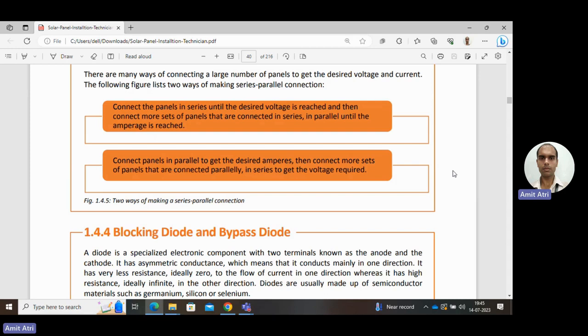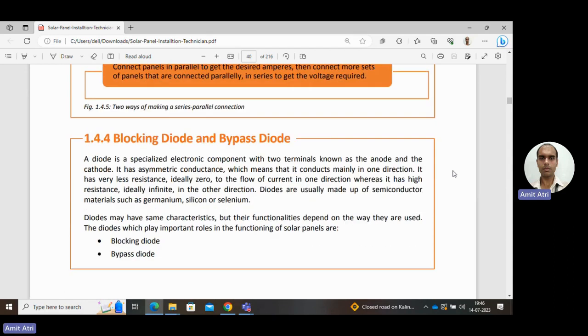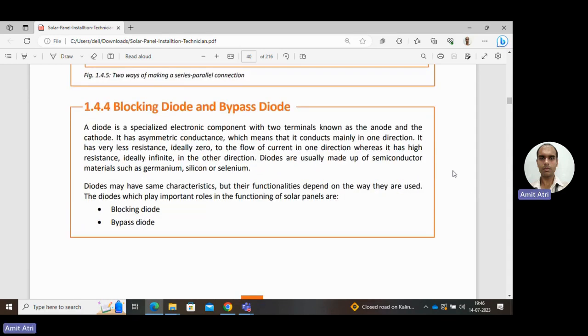Another method: connect panels in parallel to get the desired current, that is, amperes. Then connect more sets of panels that are connected in parallel in series. Means first make the parallel connection, achieve the desired current level, then add more panels in series. So we can approach a series-parallel combination with either method for our required voltage and current rating.